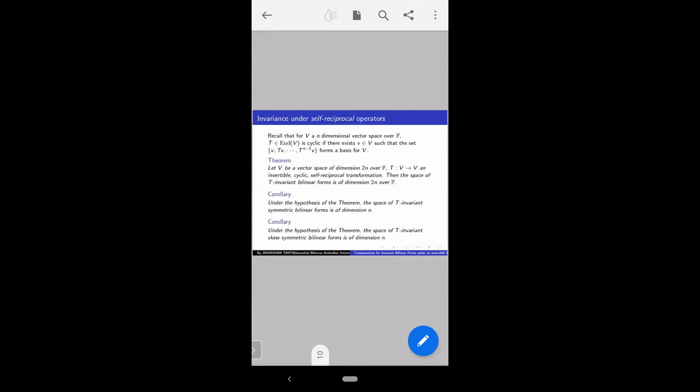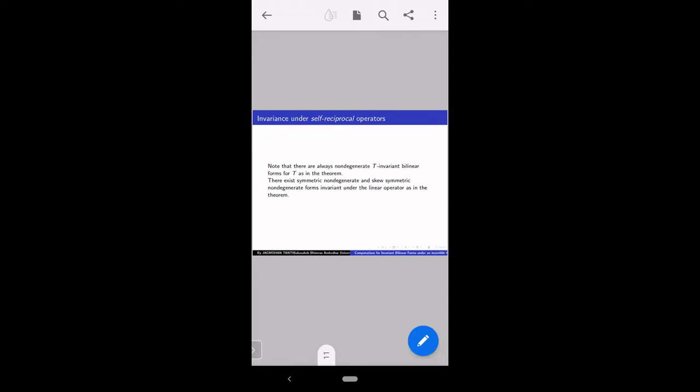Okay. So we were talking about the invertible cyclic self-reciprocal transformations. Here the symmetric part and skew symmetric parts are of dimension n, and also we are talking about the existence of non-degenerate invariant bilinear forms here. We had proved that there exist symmetric non-degenerate and skew symmetric non-degenerate forms invariant under the linear operator as in the Jagmohan theorem.